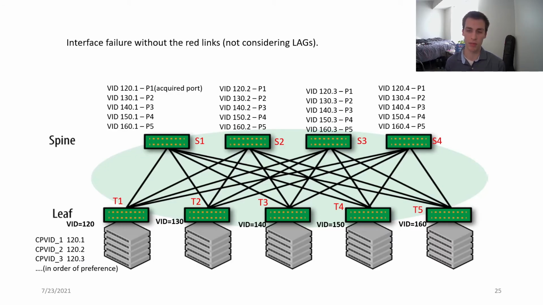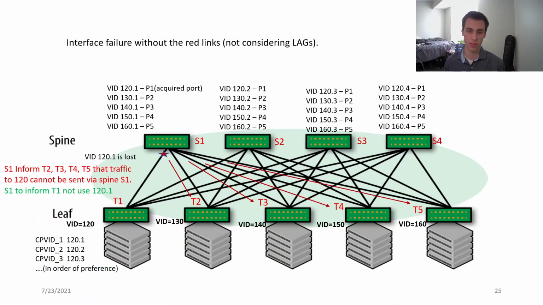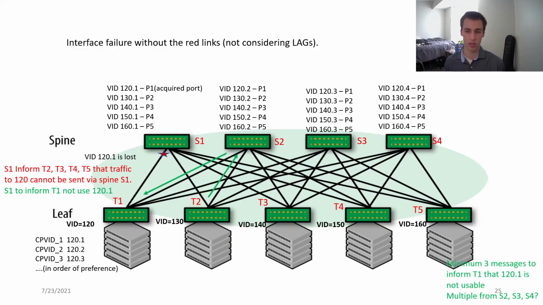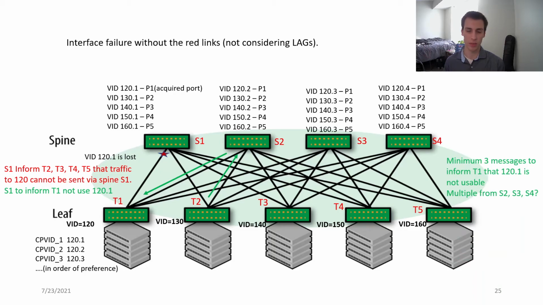Here's an example of the same interface failure with some slide animations. VID 120.1 is lost. S1 informs the other ToRs, not including T1, that traffic to 120 cannot be sent using S1. The spine switches then inform T1 about the change. This process will take a minimum of 3 messages.